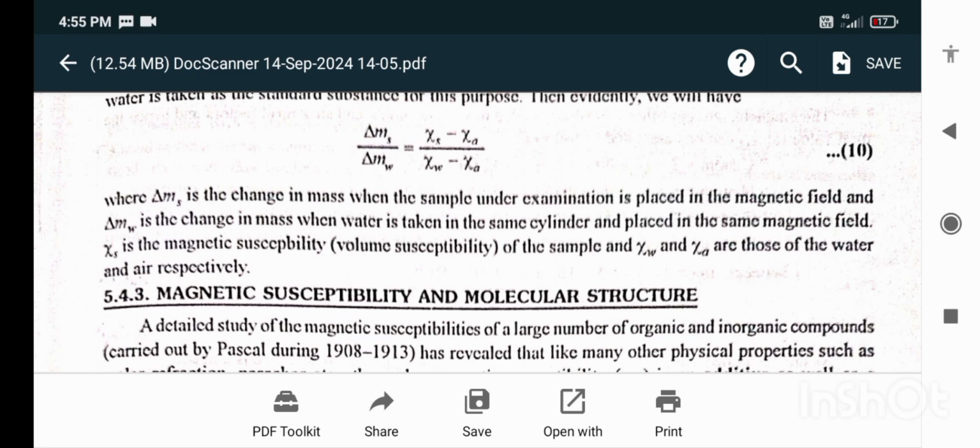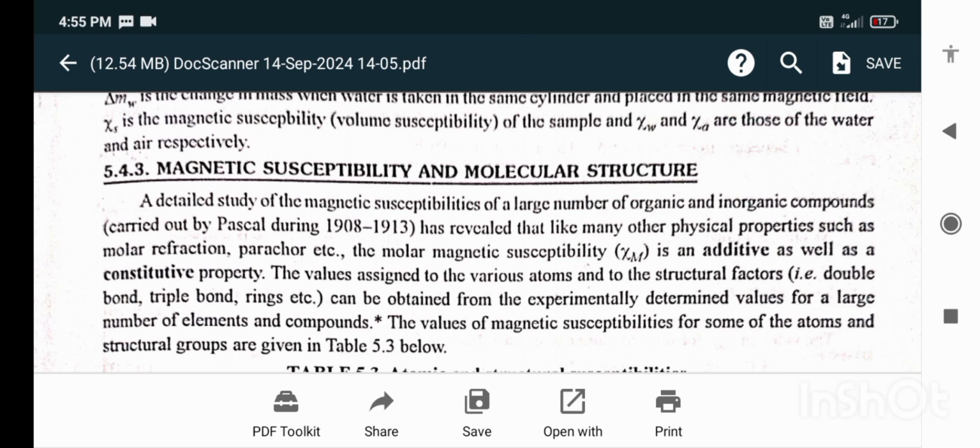Magnetic susceptibility of the sample and X are those of water and air respectively. Magnetic susceptibility and the molecular structure.